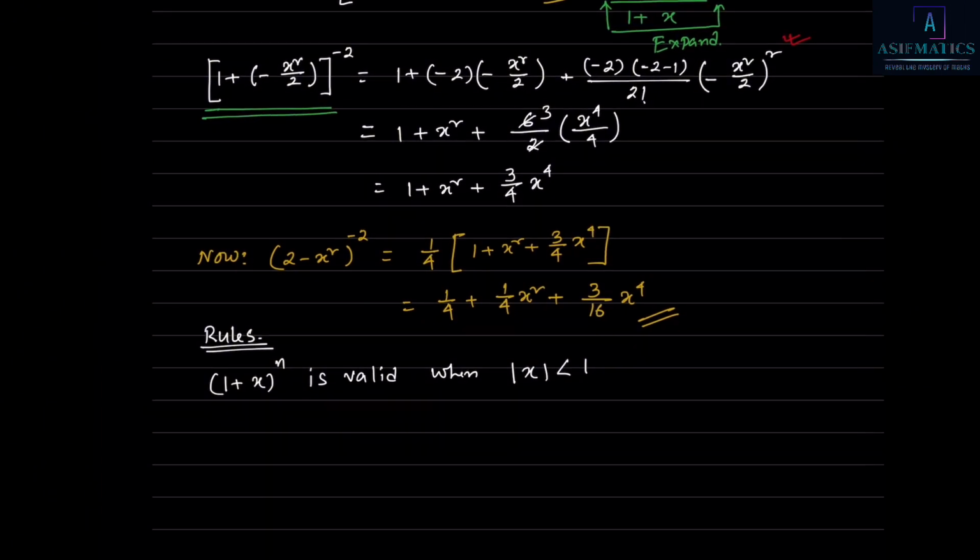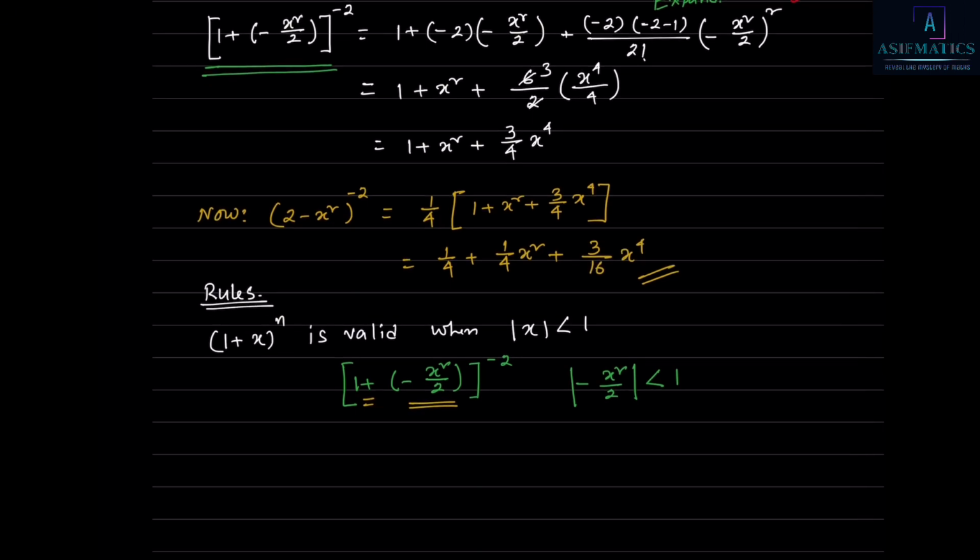Okay, this is 1 plus x format. So we can write 1 plus minus x square by 2 to the power minus 2. This one is valid when mod of x, that means in our case our x value will be minus x square by 2, mod of this one should be less than 1. So whatever value you have here, that value should be less than your 1 value. That is the thing.